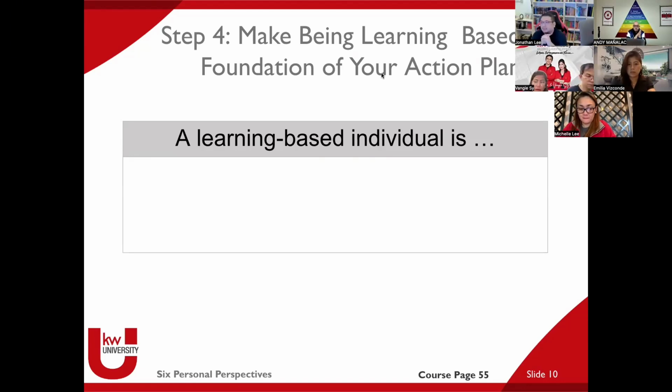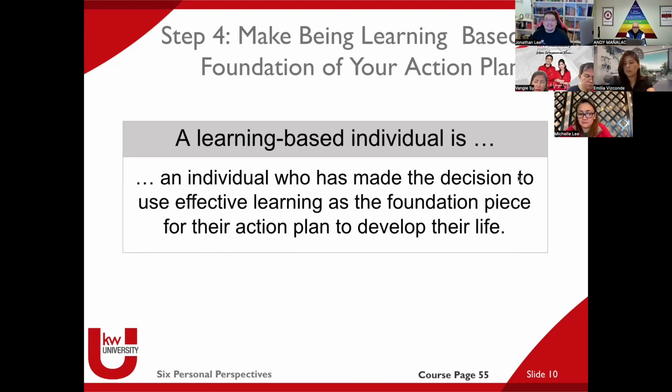I always tell people there's no such thing as failures, only lessons that have not been learned. And if you understand that principle, failing forward is actually very important in what we do, right? So let's think about what a learning-based individual is. An individual who has made the decision to use effective learning as a foundation piece of their action plan to develop their lives. Meaning they will not only go to the classroom and learn, they will learn through their actions. Does that make sense? They will learn through watching people do their actions and doing their own actions, right? They make that decision very clearly.